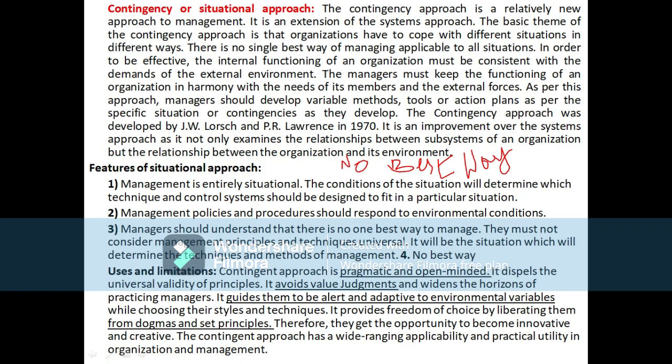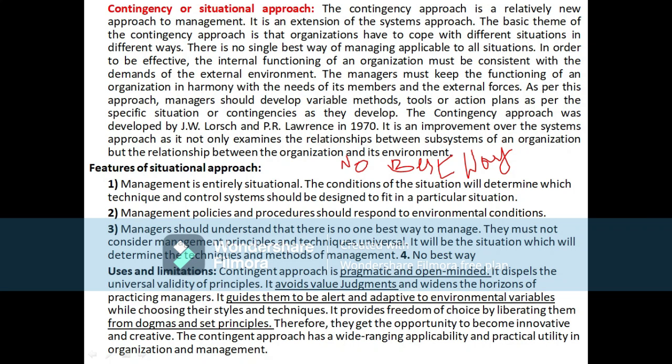Likewise, after the analysis of the situation, the managers are expected to prepare inventories of management theories, principles, techniques and concepts. If the same problem arises in the organization, these will be helpful to them.